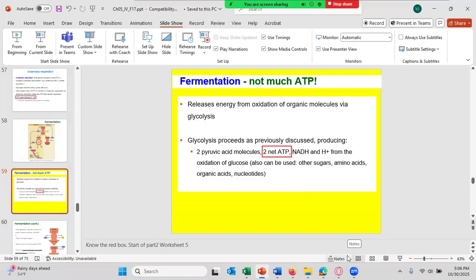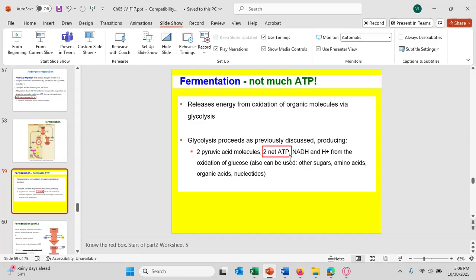So fermentation releases energy from oxidation of organic molecules via glycolysis, meaning largely from glucose. In glycolysis, you get out of glucose two pyruvic acid molecules, also called two pyruvates, two net ATP, and an NADH molecule. Do realize that other molecules can be used besides glucose, but usually these molecules are converted into glucose and then fermented in the usual way.